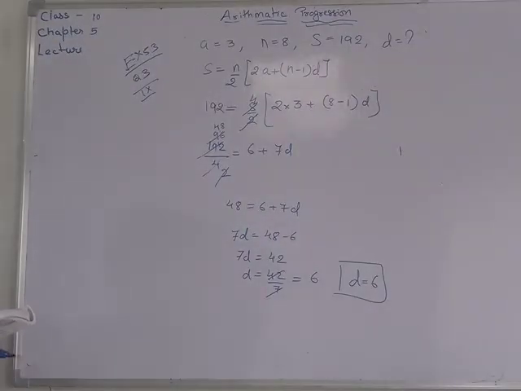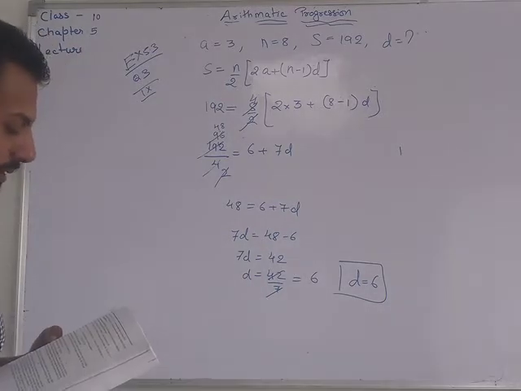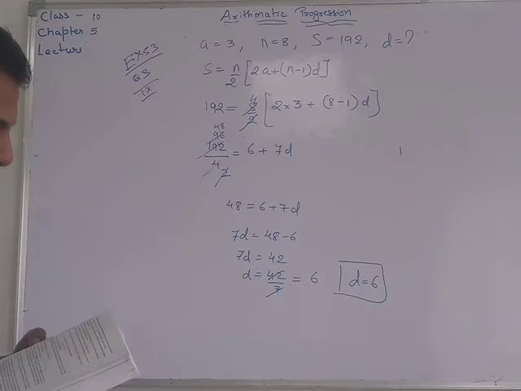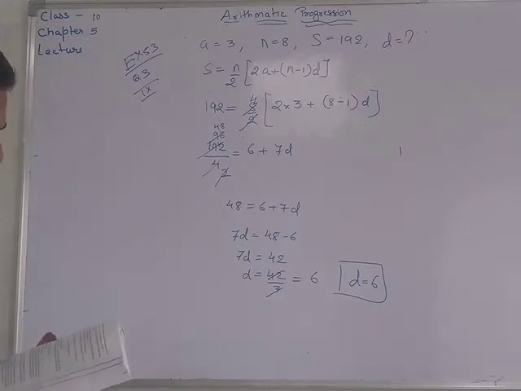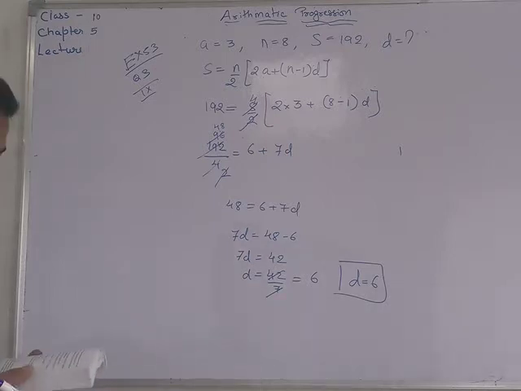Word problems, question number 6. The first and the last term of an AP are 17 and 350 respectively. If the common difference is 9, how many terms are there and what is their sum?